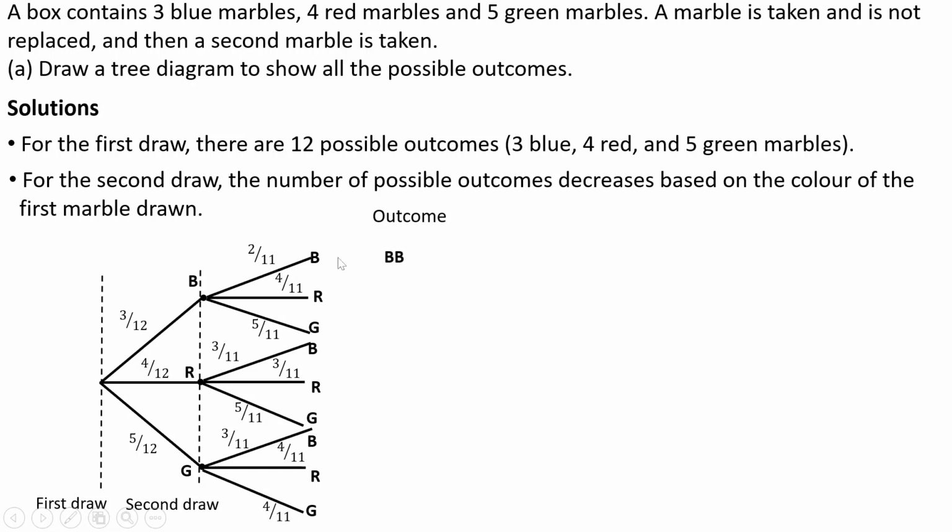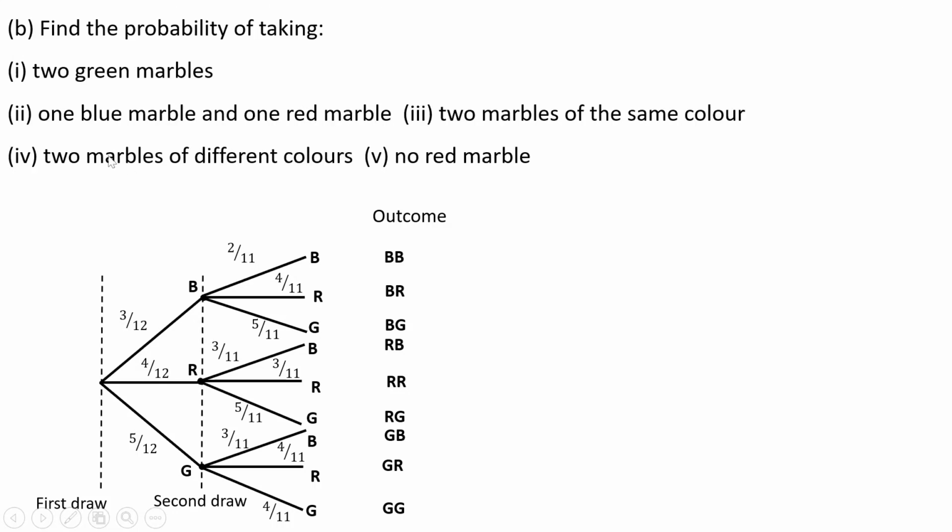Then we'll put the outcomes here. We'll have blue blue, blue red, blue green, red blue, red red, red green, green blue, green red, green green. So this is how we can represent this information on the tree diagram. Then we go to B.